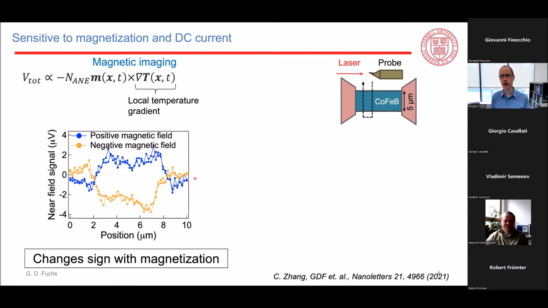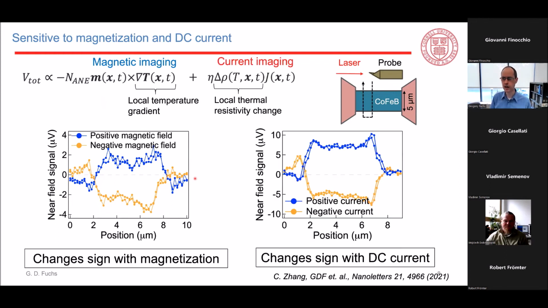So this is very promising because it tells us that the signal is behaving the way that we expect it to. We can also repeat the experiment in the current imaging mode, in which we apply a current density through the sample. And again, we see that it nicely images the dimensions of the sample in high resolution, and it respects the direction of the current. So this is all very promising.